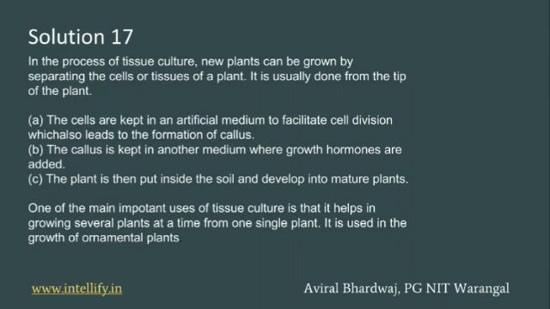Firstly, the basic thing is that new plants can be grown by the separation of a tissue of a plant. It is usually done from the tip of the plant. That means a new plant is separated and the cells of a tissue can be grown. It is generated from the tip of the plant and the cells are placed in an artificial medium to facilitate cell division. The medium is where growth hormones are added. The plants are then planted in the soil and develop into mature plants.